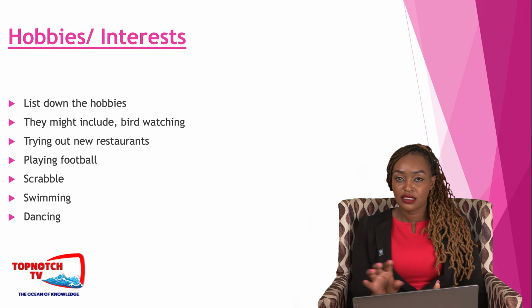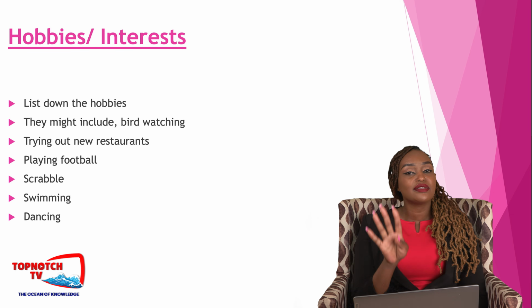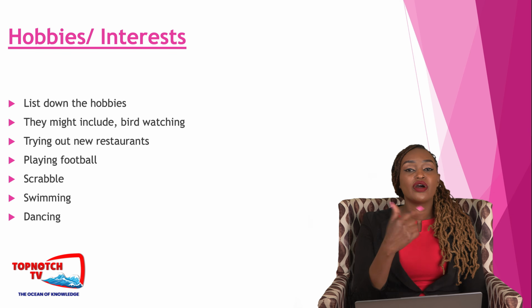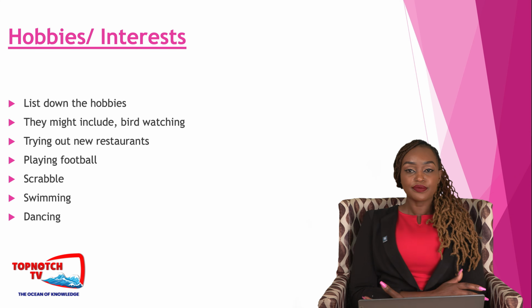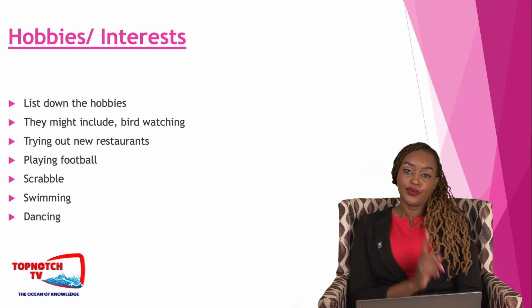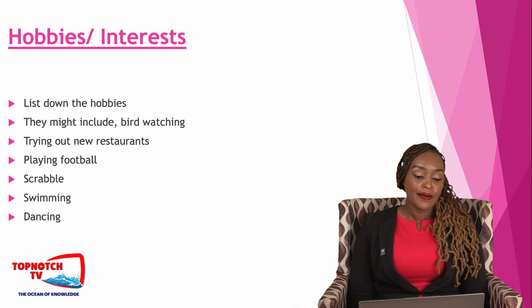So say interests, underline, then list number 1, 2, 3, 4. Have at least 4. Don't just have one hobby and stop there. Because in any case, we're talking about hobbies, not a hobby. So have at least 4.